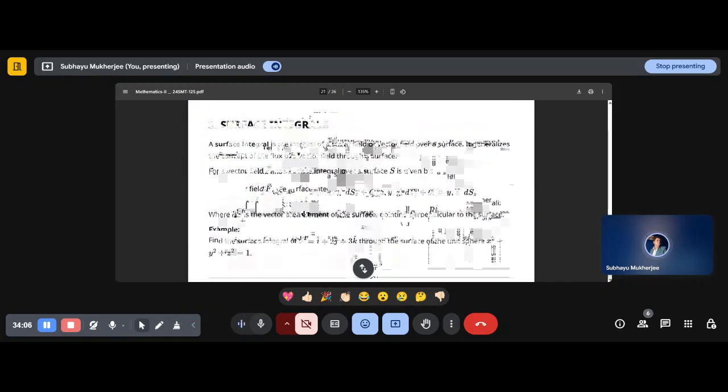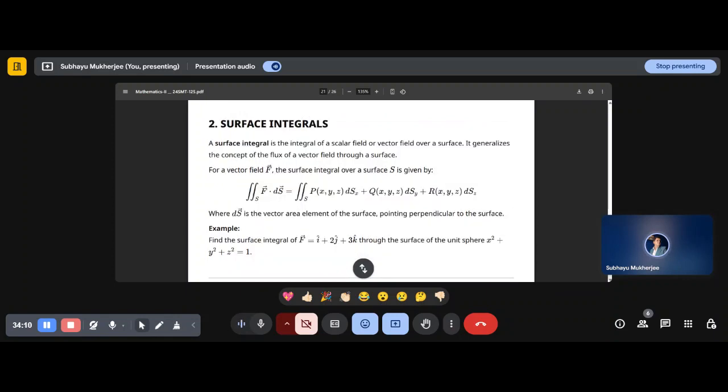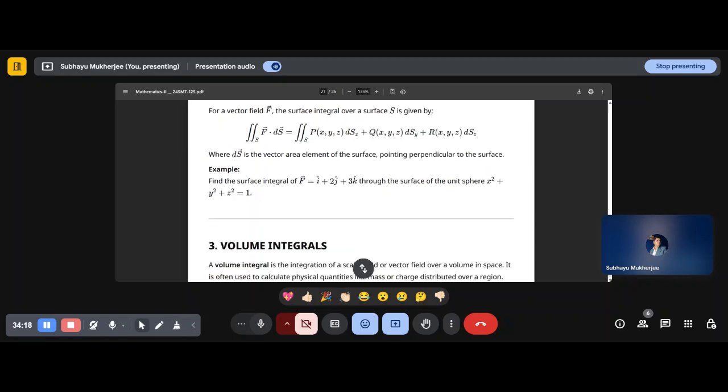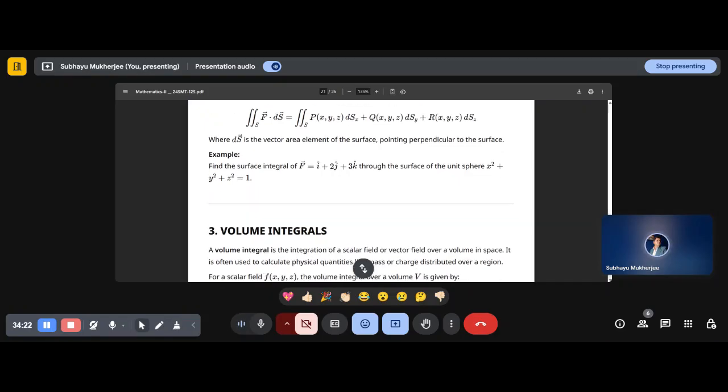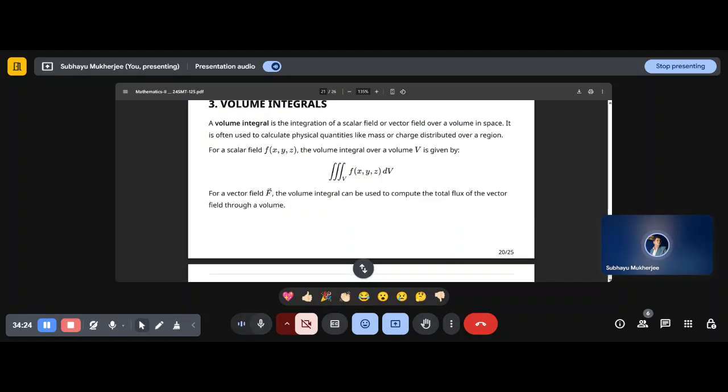Next we have a surface integral. A surface integral is the integral of a scalar field or vector field over a surface. It generalizes the concept of the flux of a vector field through a surface. Okay. So it's the same example I gave earlier for line integral. And a volume integral is the same thing.